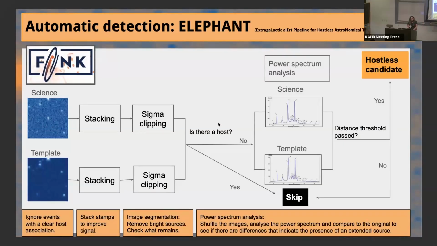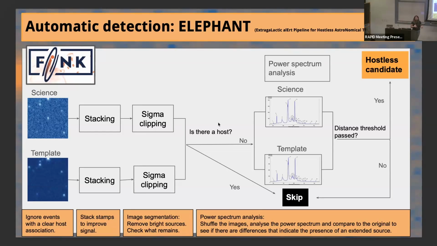So the pipeline is very simple. We developed it within the Fink broker. So basically, we use all the capabilities of Fink to only collect alerts from extragalactic transients. And then, of course, we developed this with CTF. So we have the science and template stamps of extragalactic transients, and we have many. So we stack them to increase the quality of the stamps. And so we sigma clip the stamps. And if we find an extended source in the sigma clipping, then we say, okay, there is a galaxy here, and we discard the event.